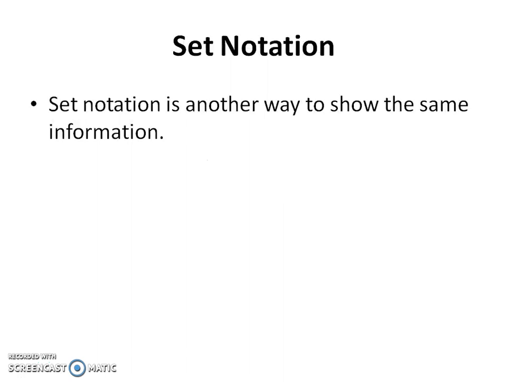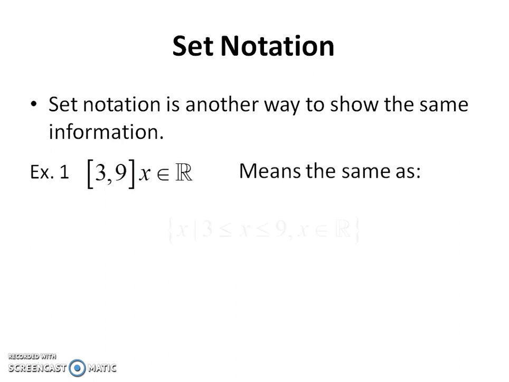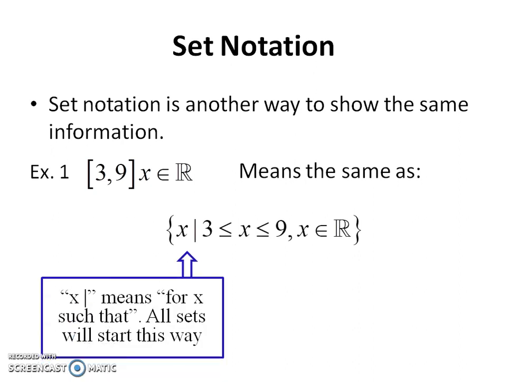And the last way to show this information is something called set notation. So this same interval that we looked at on the number line and as an interval, it means the same as this. This is what the notation is. So I'll take you through each different part of this. This first part, x and line, just means for all x's, such that. It's just a part of every single set. That's how it starts.